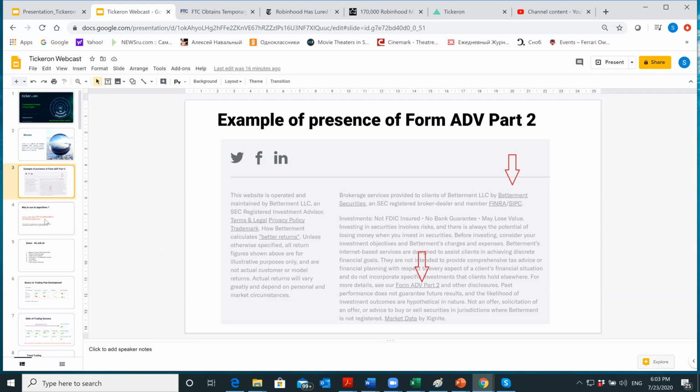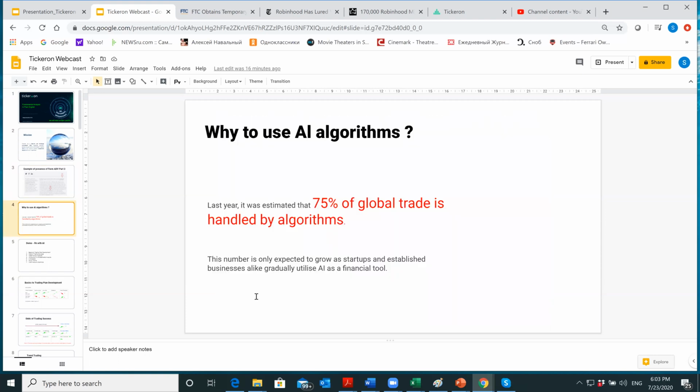So let's start. Why AI algorithms and how do we combine fundamental analysis with AI algorithms? We do that because 75% of global trade is handled by computers, by algorithms. Some people say it's already 90%. And if you are not in this crowd of people who are using the algorithms, you are kind of going to end up in the group of this type of people.